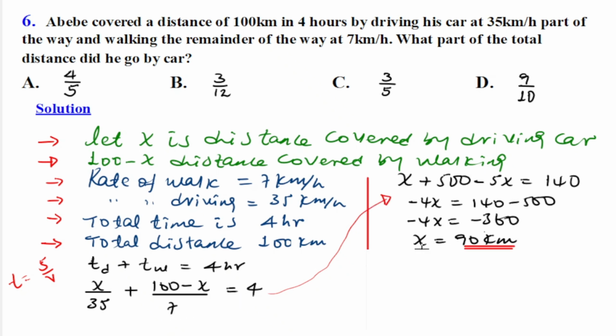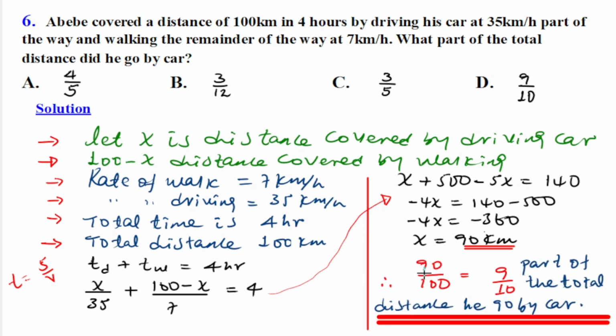Solving for x, you will get the value of x is equal to 90 km. This x is the distance covered by driving the car. We divide the distance covered by car by the total distance. We get 9/10. So 9/10 of the total distance he went by car.